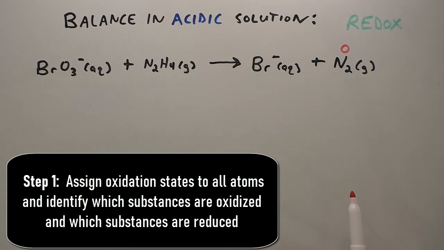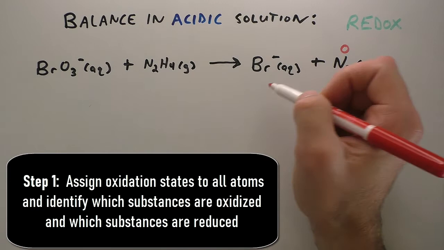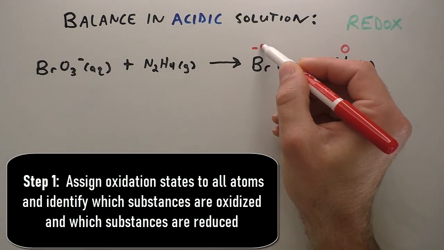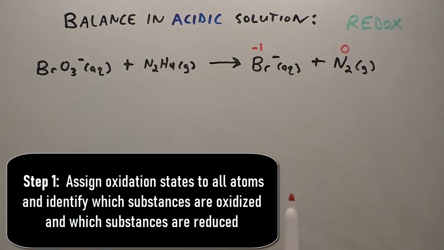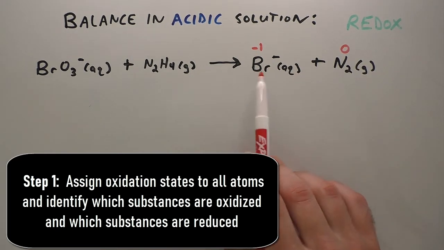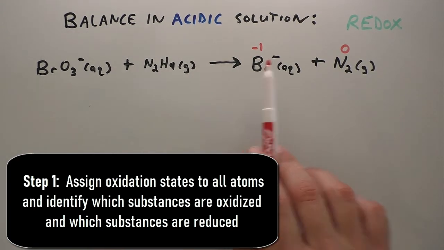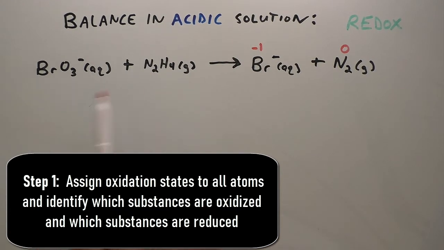The next easiest one is this one over here, the bromine atom. The oxidation state of this bromine atom is going to be -1. The reason why is because for any element in a monoatomic ion, the oxidation state of that element will be the charge of the monoatomic ion. So these two are the easy ones. Over here, it's a little bit more difficult. If we go with the bromate ion, we need to figure out the oxidation state of bromine and of oxygen.